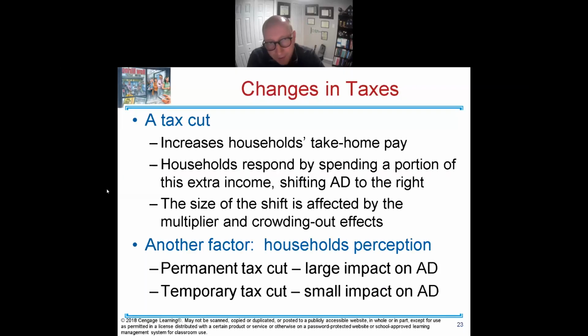When there are changes in taxes, if taxes go down, that means you have more money in your pocket. You'll use that extra money by spending it. That will cause a shift in the aggregate demand to the right. The size of the shift, of course, depends on the multiplier effect and crowding out effect. If it's a permanent tax cut, that's a larger long-term impact on aggregate demand. If it's a temporary tax cut, meaning a tax holiday, something short-term, there will be a small impact on aggregate demand.